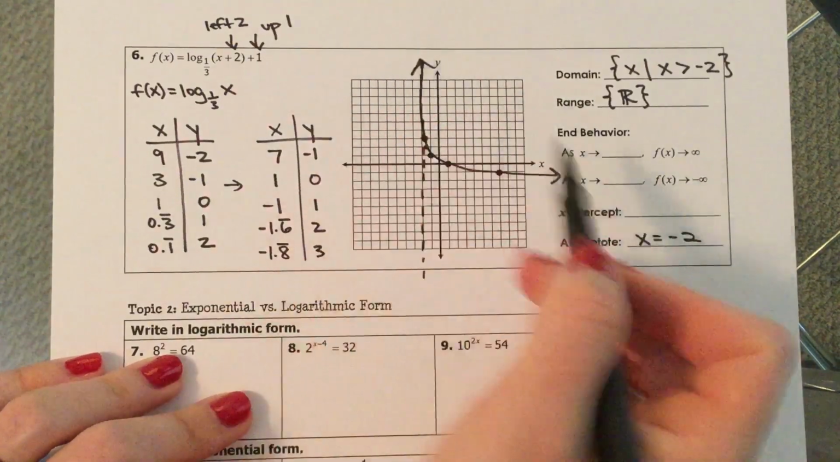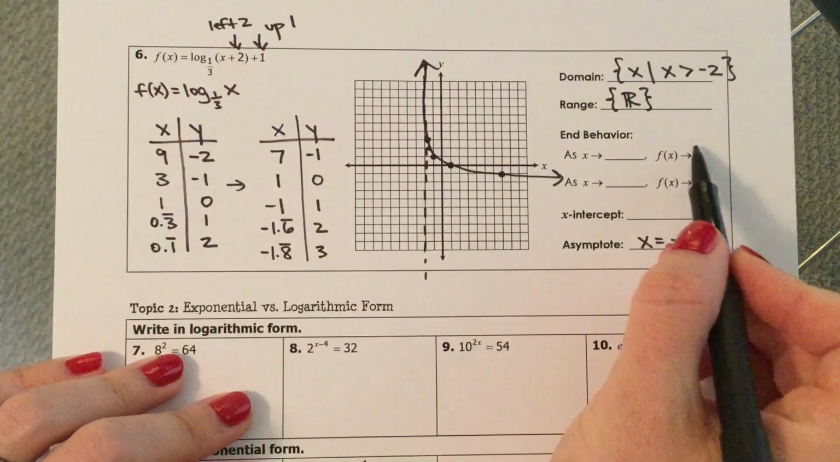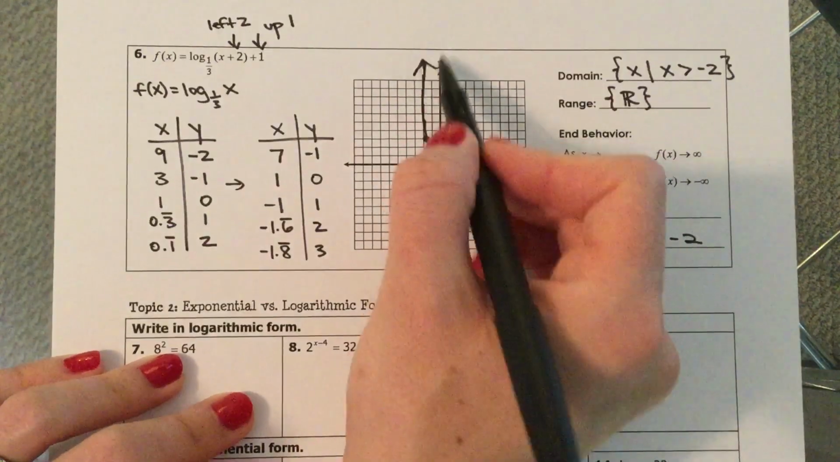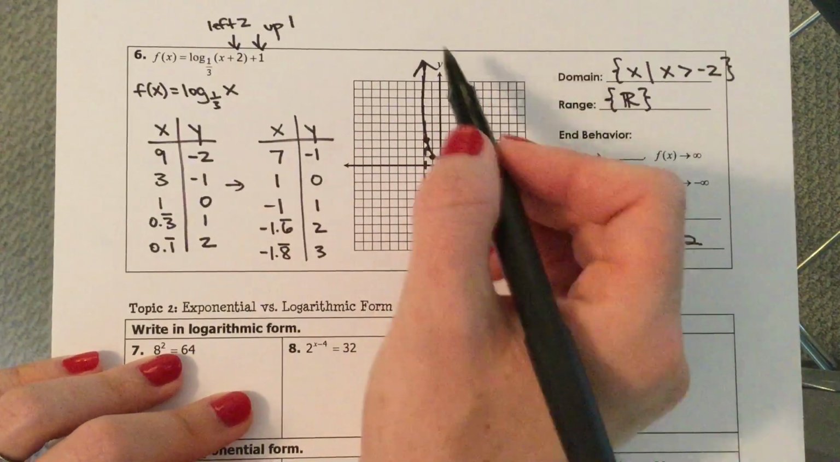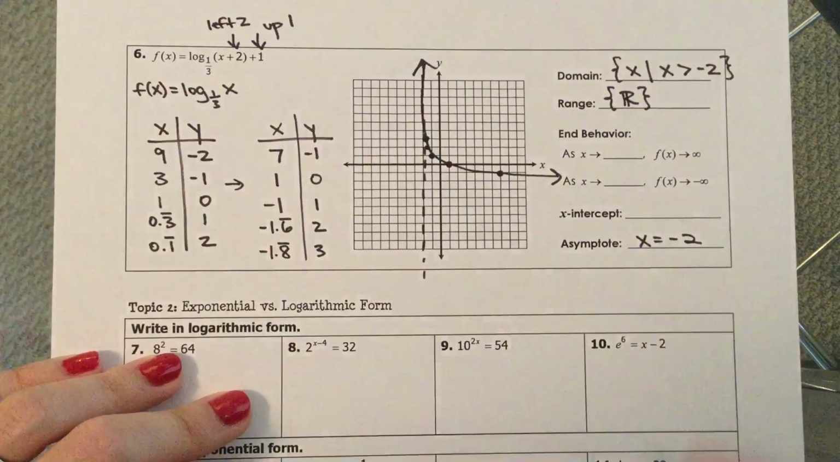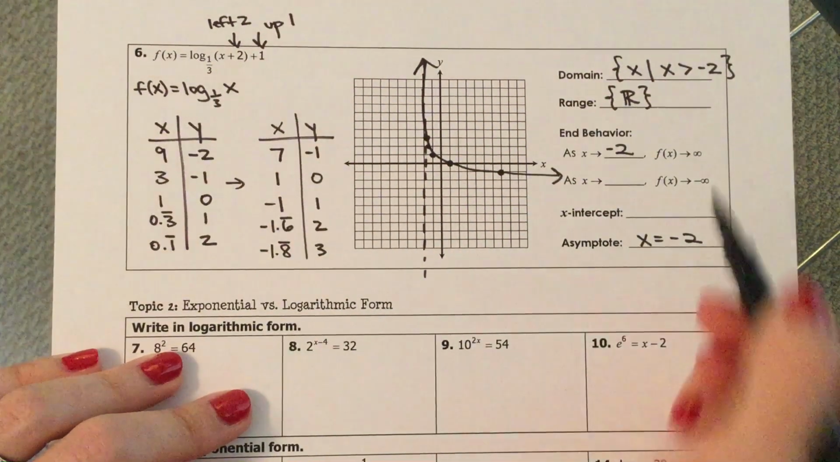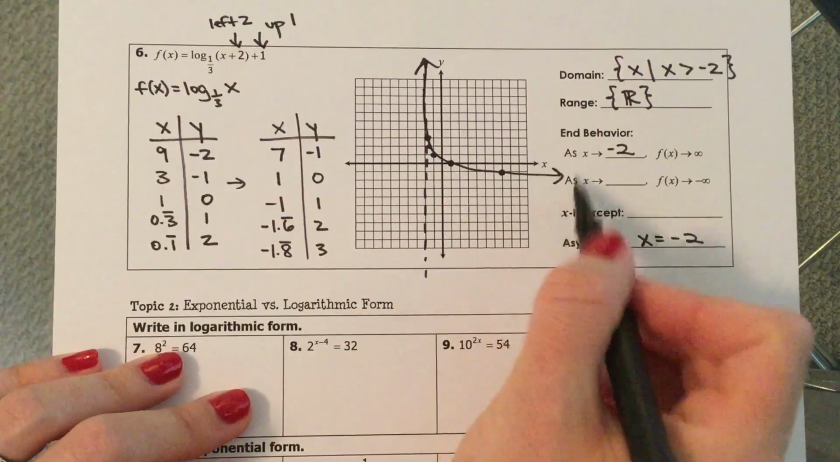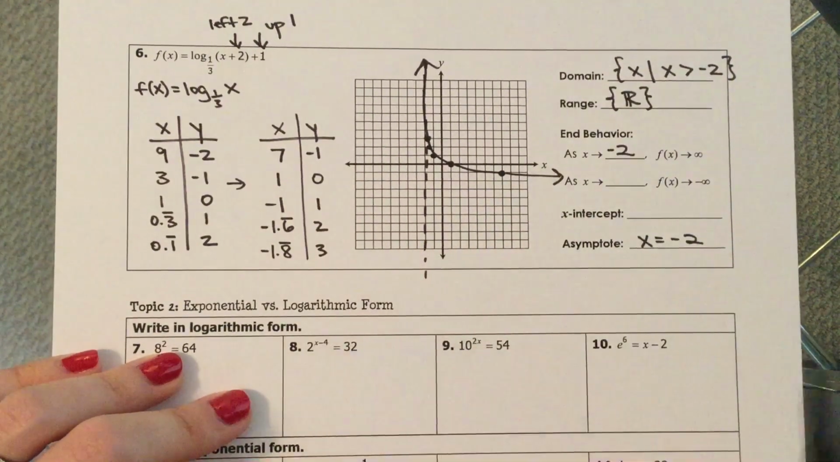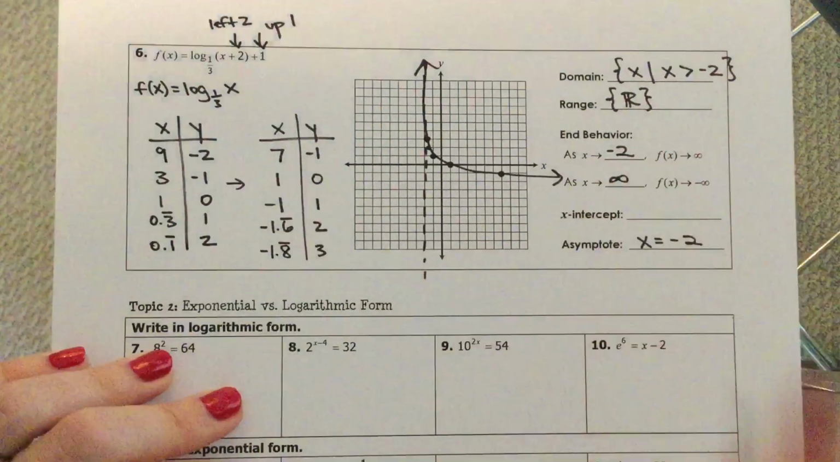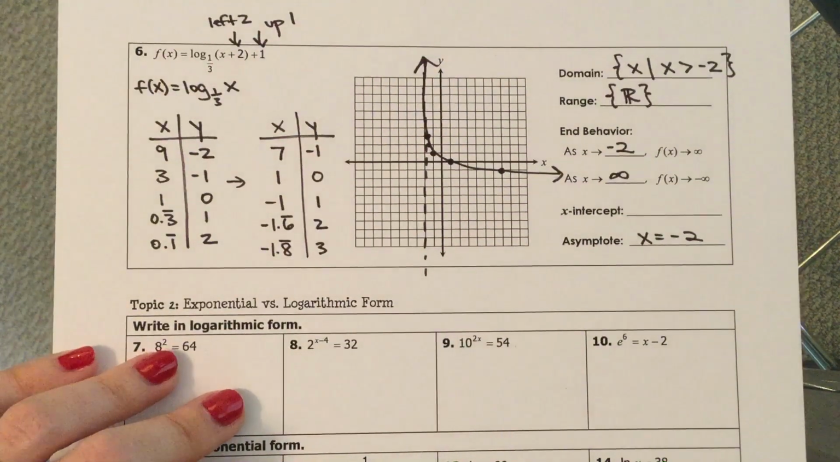End behavior, you can see we have to figure out what these 2 pieces are. So the function goes up at this arrow right here, and it's going up as we approach the dotted line. And the dotted line has a value of negative 2. And then the function goes down very slowly, this arrow right here, and that arrow is just going forever to the right. So that is infinity right there.